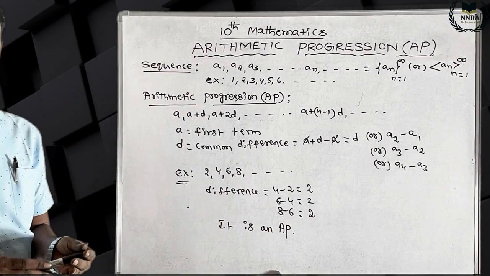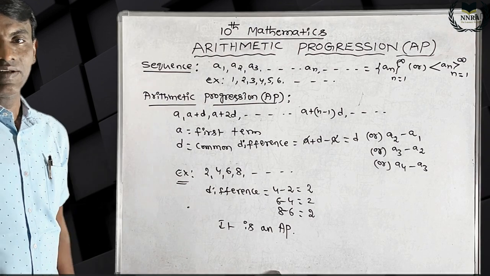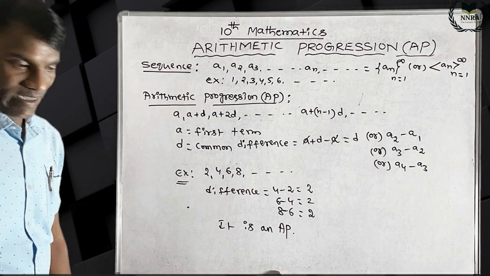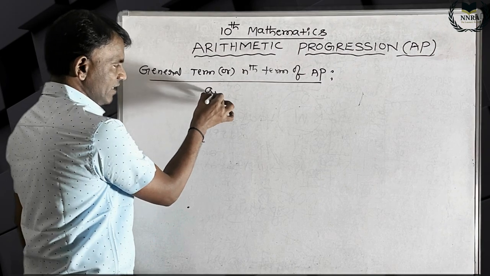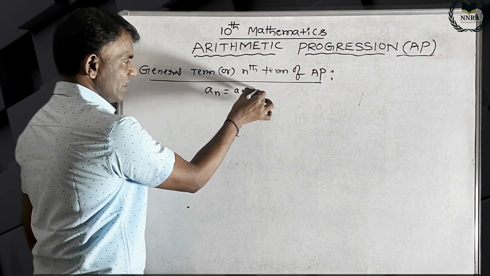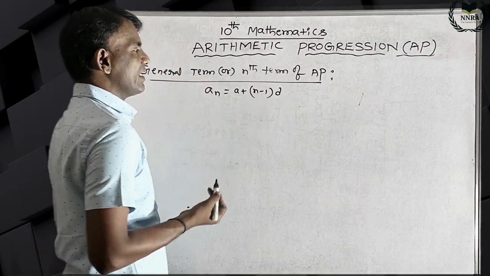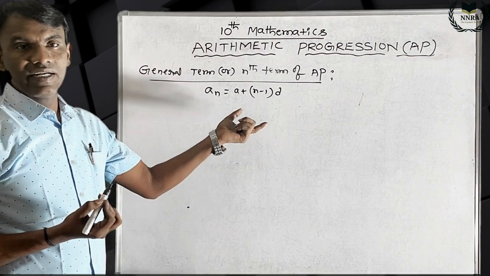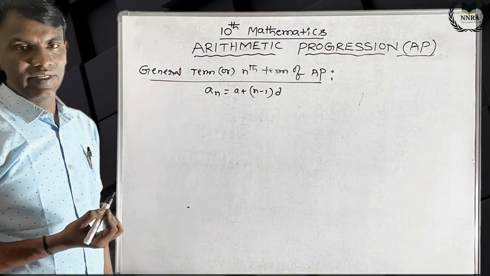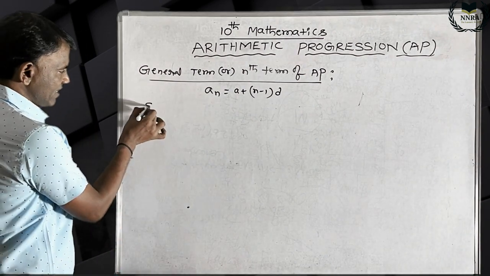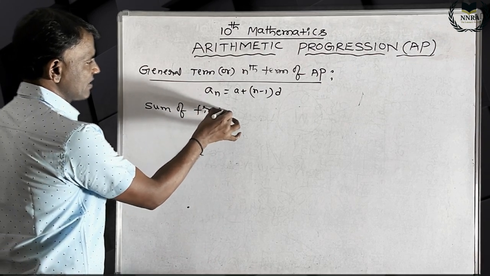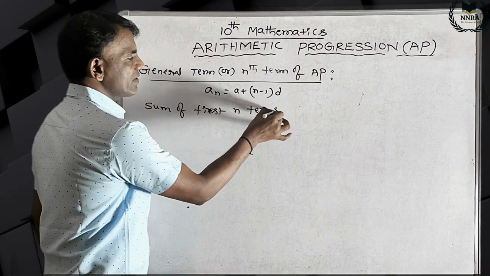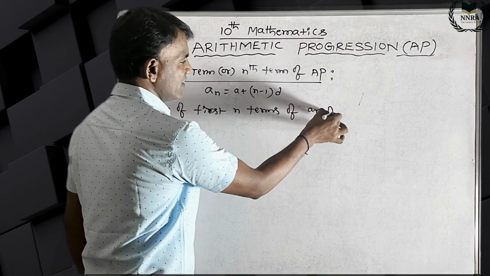But the question is, how to find the nth term or general term of our given arithmetic progression? The general term or nth term of an AP is denoted by an and is defined by a plus n minus 1 into d. Here n is the unknown value, a is called the first term, and d is called the common difference. And coming to next, the sum of the first n terms of an AP.